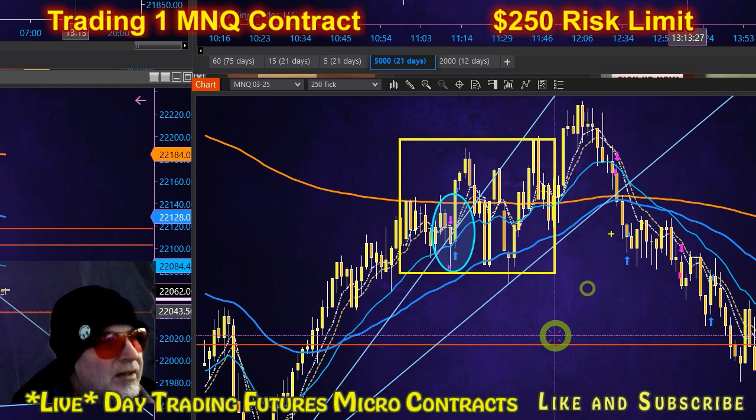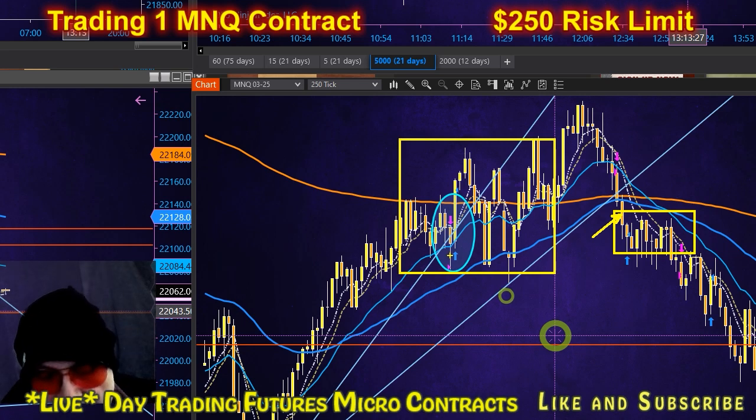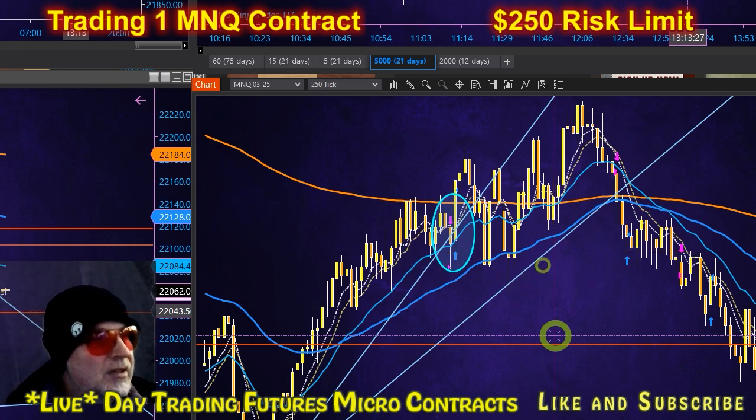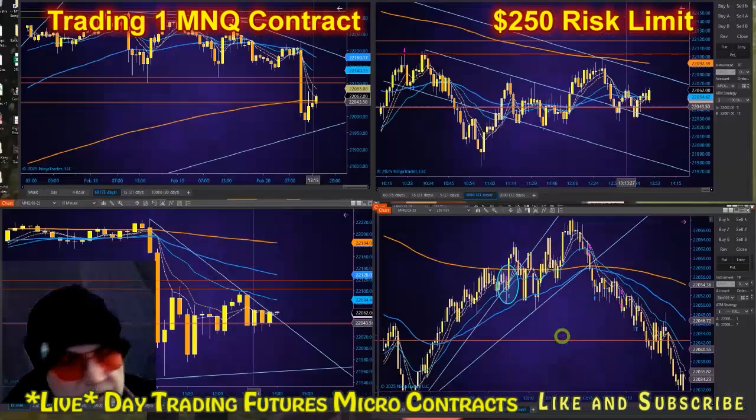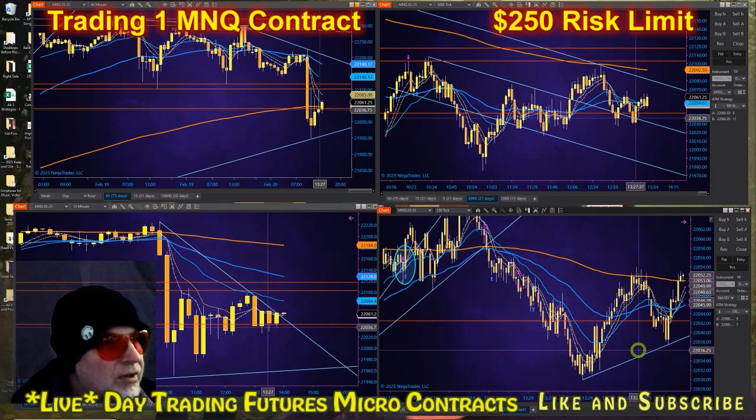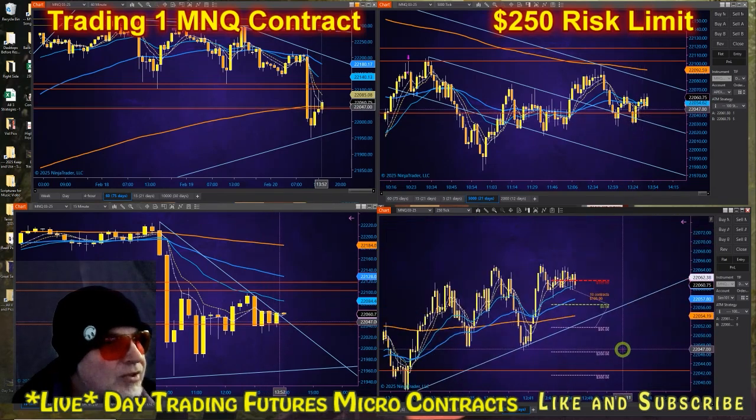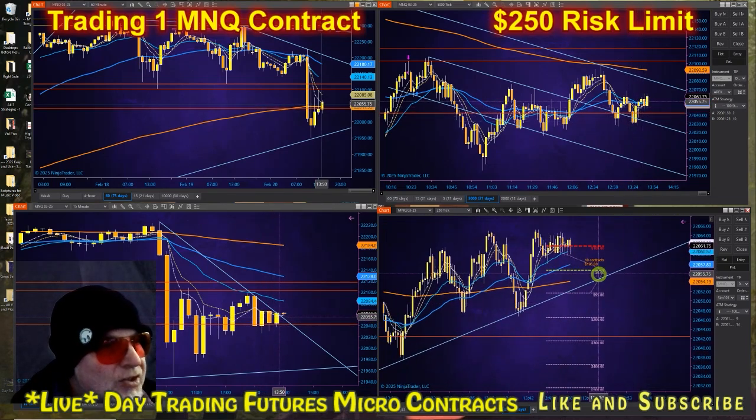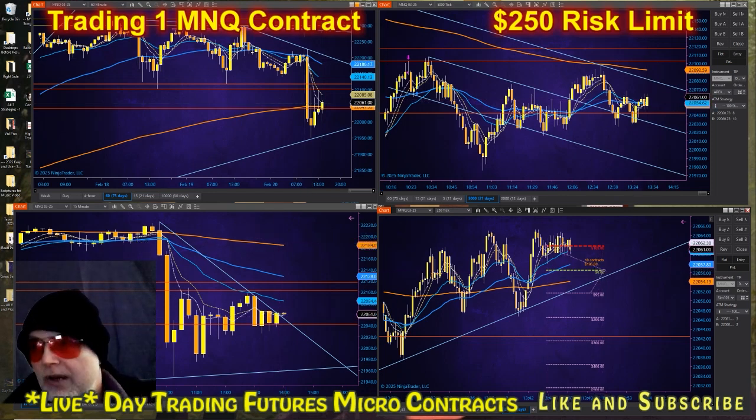Until we get a close below all the moving averages and a consolidation, the shorts are not happening on this side. You could say, yeah, you just can't do it. So there's a certain look to the pattern and to the moving averages that we want to see. And until we get that, we cannot take the trade.